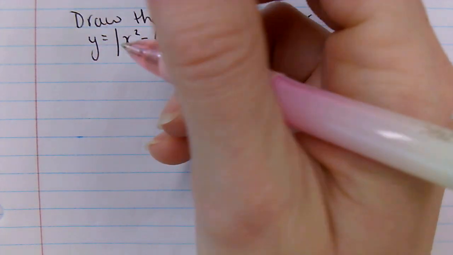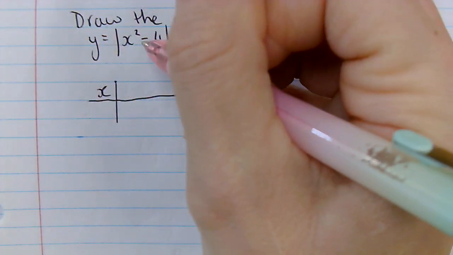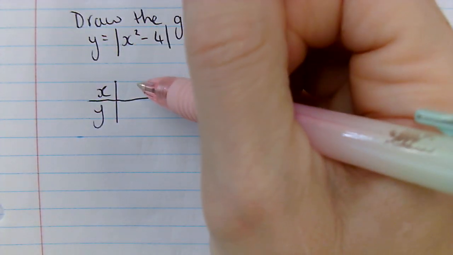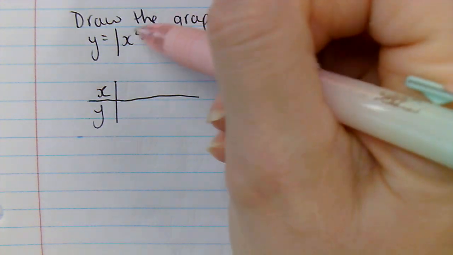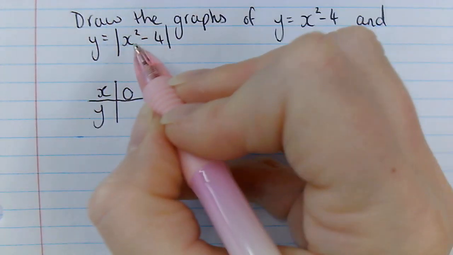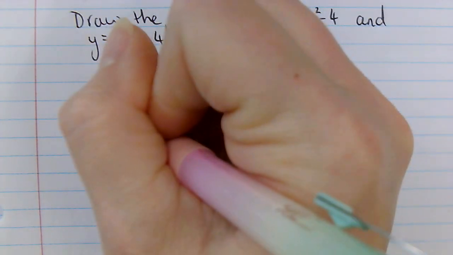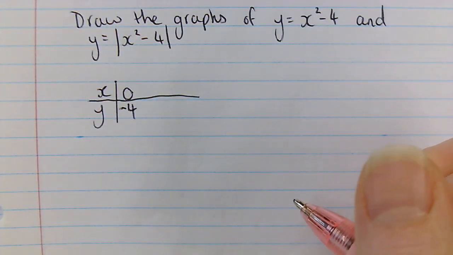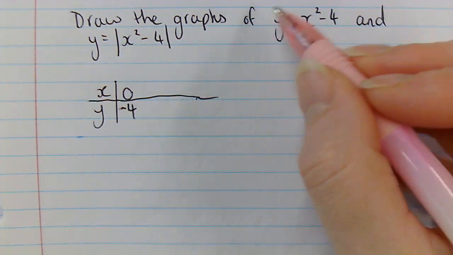So if we start with y equals x squared minus 4, again you could do a table of results if you wanted to. Obviously you should be aware that the x squared graph is going to be a nice smooth curve. So if you think about solving that, let's do 0 first of all: if x was 0, y is going to be minus 4. And the other one that is probably worth looking at is when y is 0.